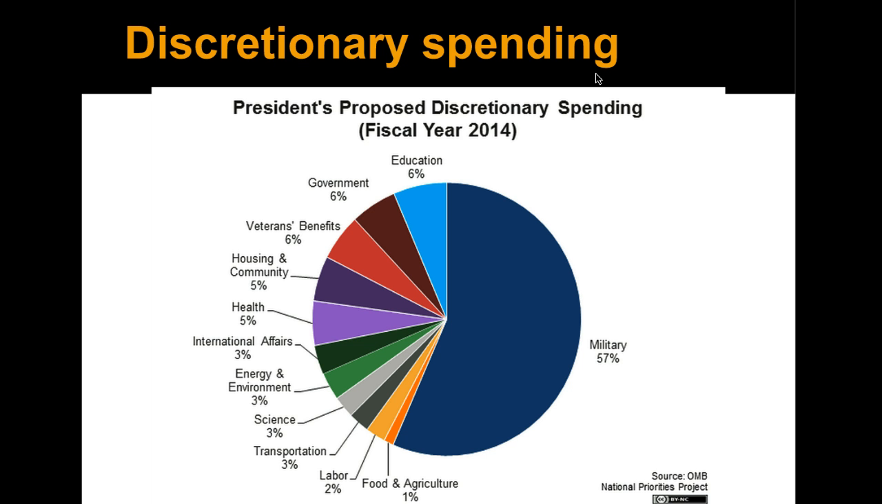So a very small percentage of the discretionary spending, but it makes a huge difference in how our agricultural products are made.